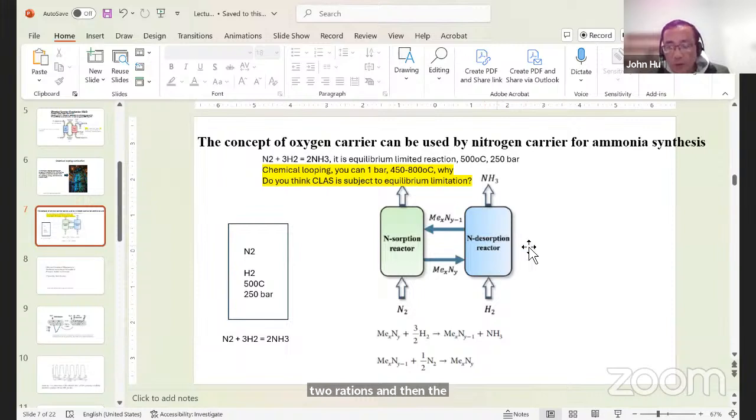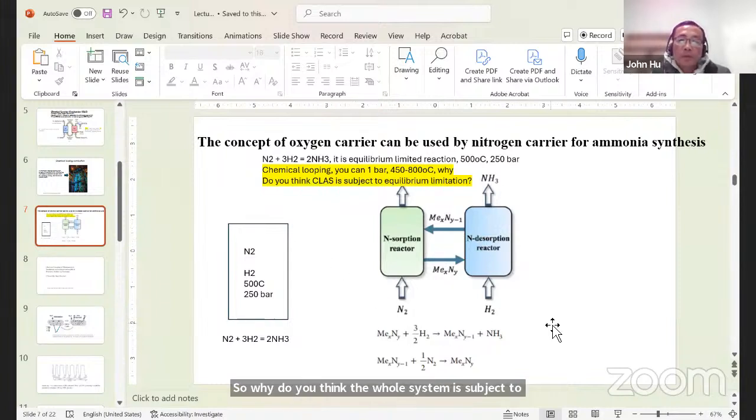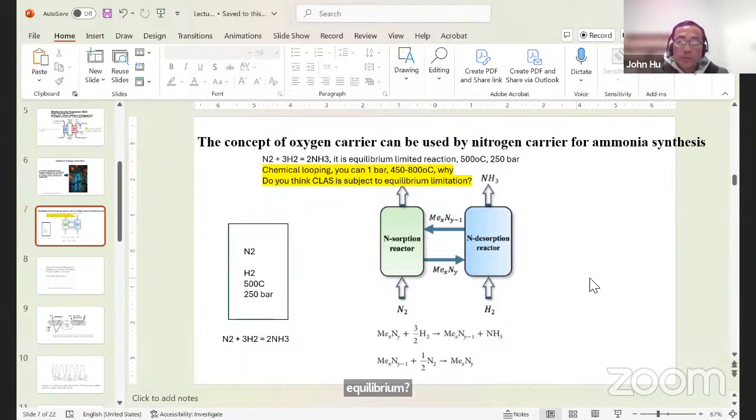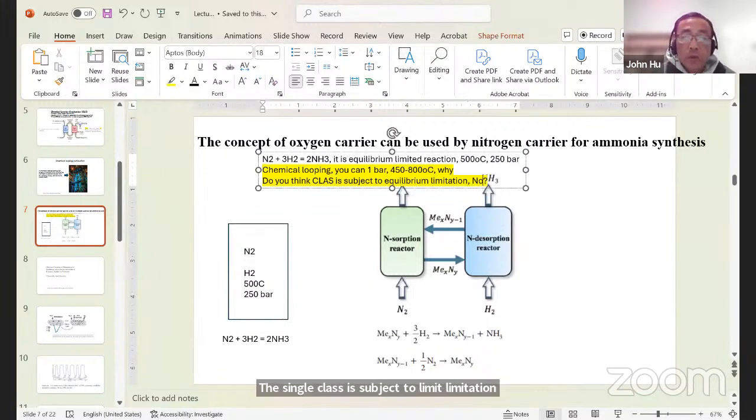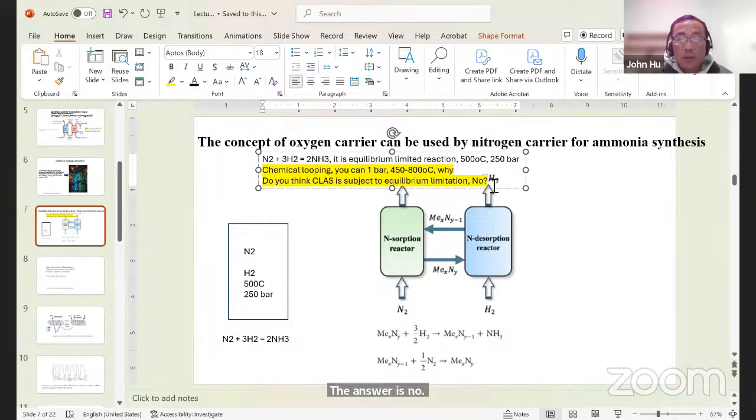Two reactions, and each of these is one reactor. Reactor 1, reactor 2. In reactor 1, nitrogen did not see hydrogen. In reactor 2, hydrogen did not see nitrogen. So why do you think the whole system is subject to equilibrium? The answer is no. Okay. Do you think the looping is subject to equilibrium limitation? The answer is no. When you answer no, you can answer the question on the chemical looping.